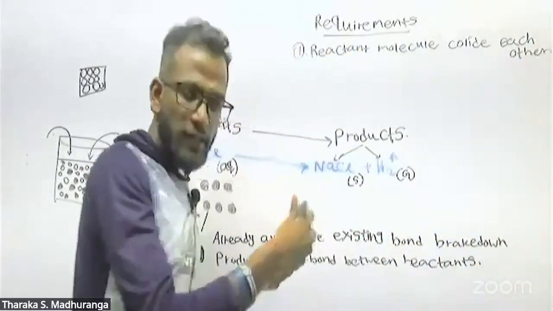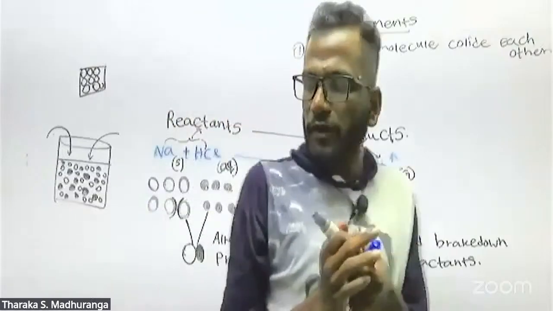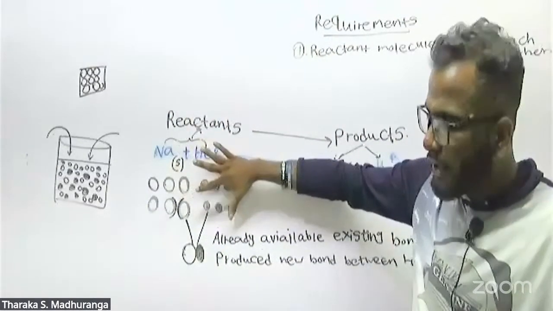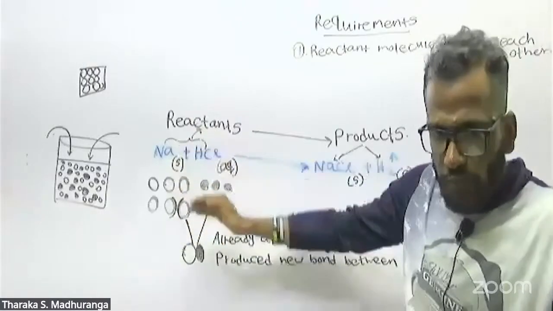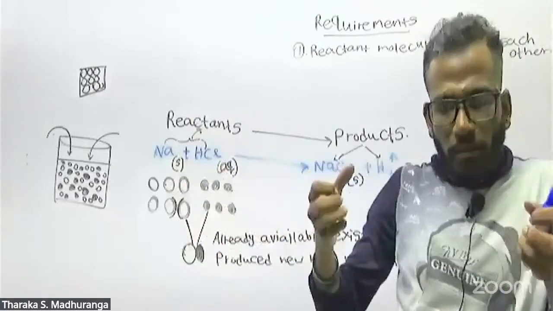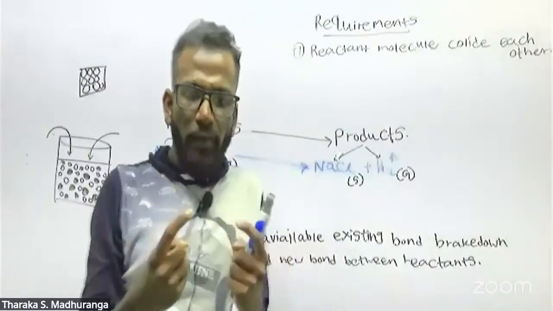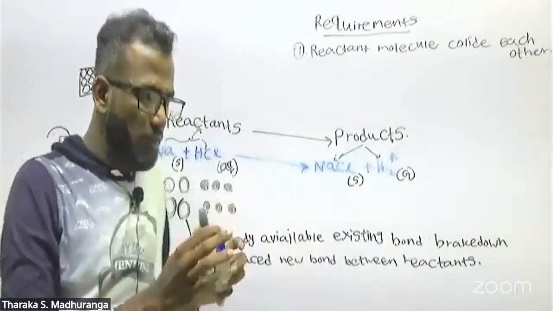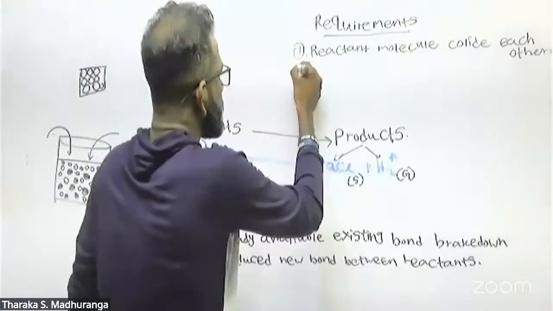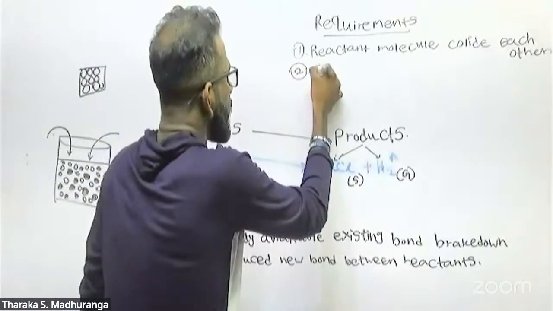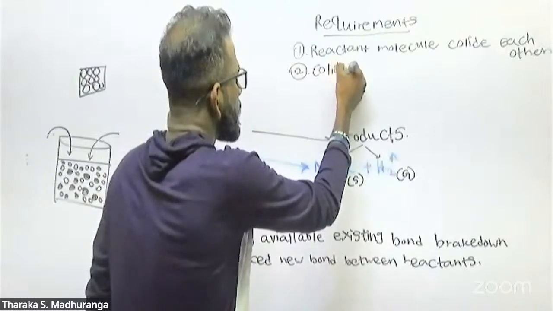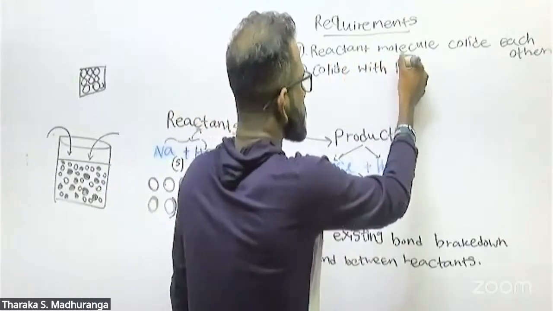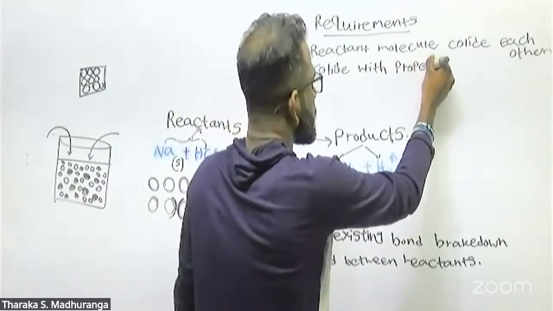That means, basically, for the already available bonds to break down and produce new bonds, the first requirement is that the reactant molecules should collide. Okay, that is the first requirement. The second one is to collide with proper orientation. Proper orientation.